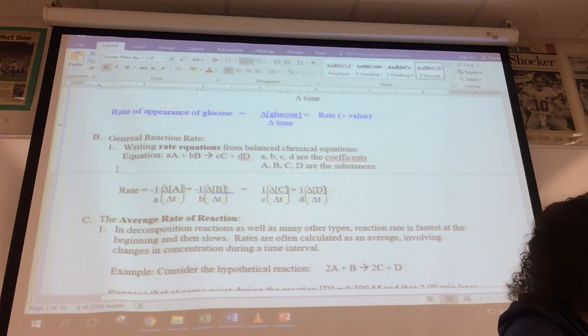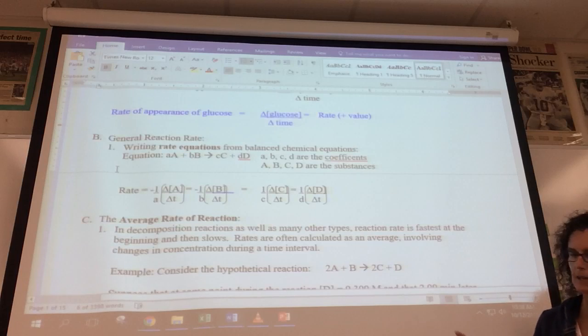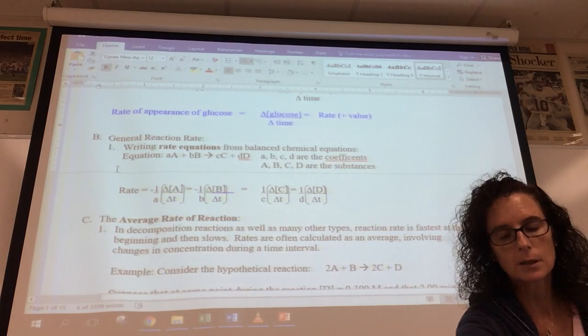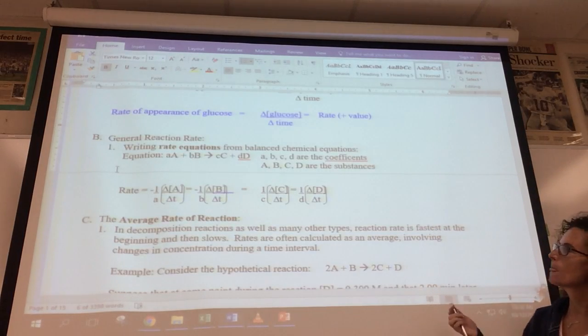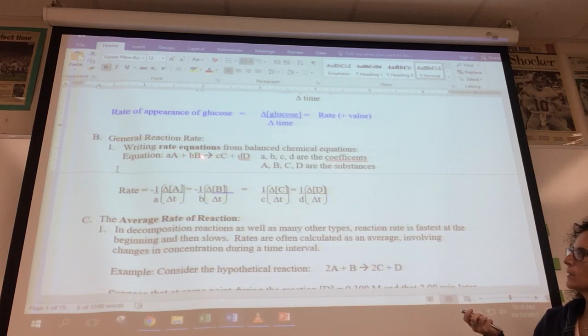When you want to write a rate equation from a balanced chemical equation, it's really very easy to do. Capital A and B are your reactants. Capital C and D are your products. The lowercase letters here represent the coefficients in the balanced equation.